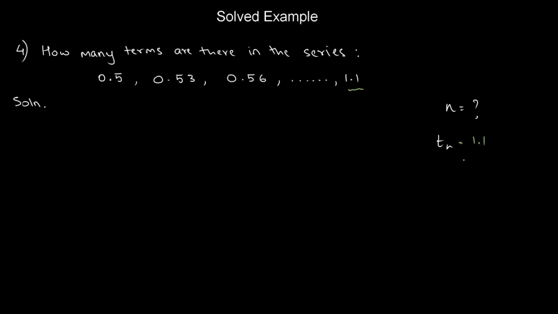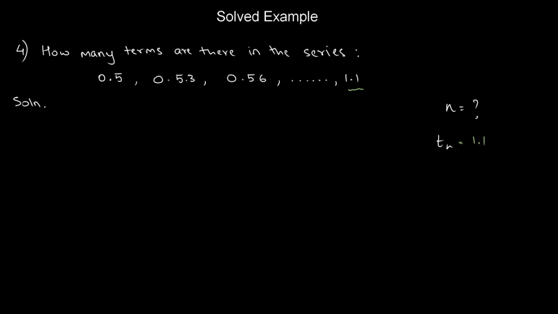And if we know the position of this term, like if I know the last term is the 15th term, that means there are 15 terms in the entire series. And that's the idea that we're going to use here to find the number of terms in the entire series. So let's first figure out what are different parameters of this arithmetic progression.